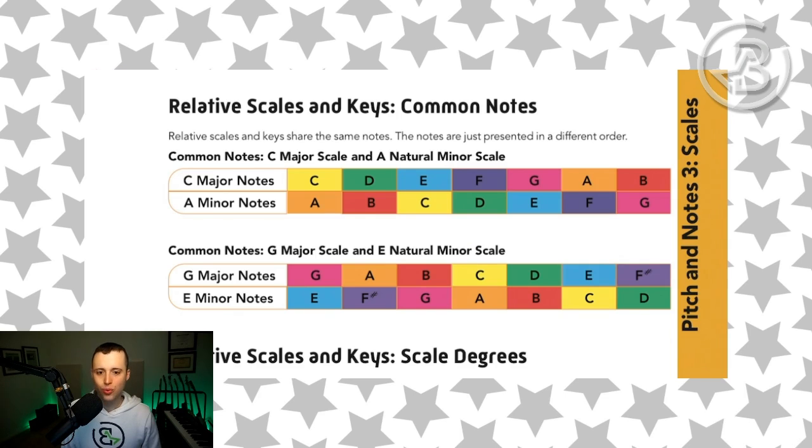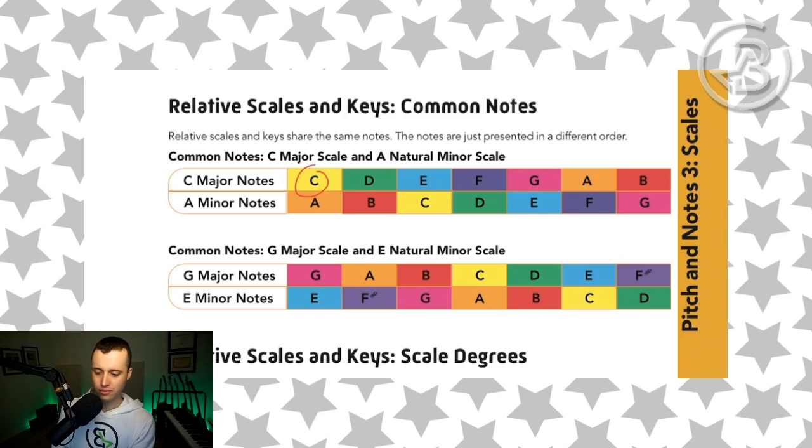In this lesson, we are going to take a look at some color-coded note connections between relative major and relative minor keys. So all relative scales and keys share the same notes, and the scales just have a different order, but it's all the same notes. So let's look at our C major notes to our A natural minor notes.